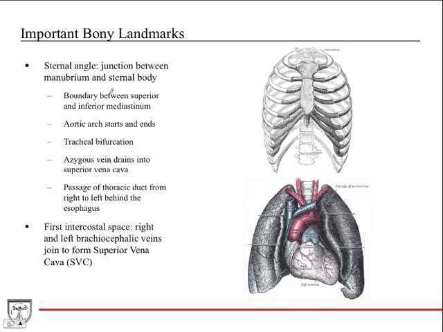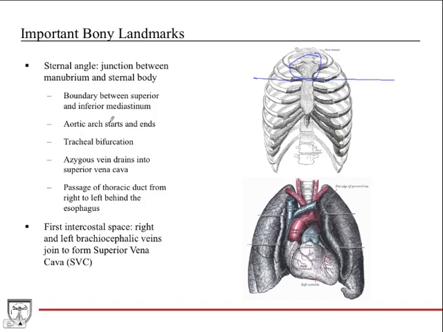The sternal angle is one of the most important bony landmarks in the thorax. It's the junction between the manubrium here and this sternal body here. So this would be the level of the sternal angle here, and you can actually palpate this as long as the skin is not too thick over it in an individual, or they don't have too much fat here. You can palpate it on yourself. It's this bony ridge where these 2 bones meet, and it's the boundary between the superior and inferior mediastinum. So above the sternal angle is the superior mediastinum. Below it is the inferior mediastinum.